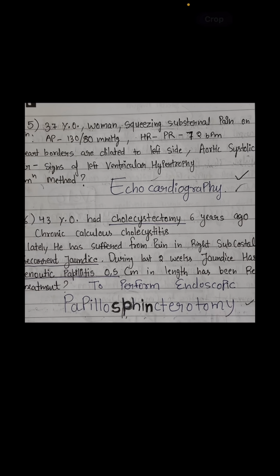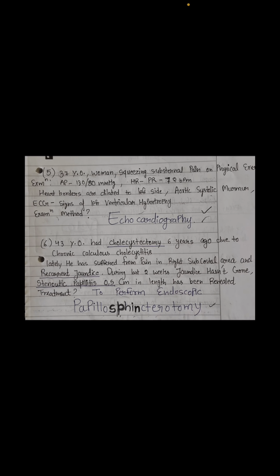Let's go next. So next is a 43-year-old patient who had cholecystectomy 6 years ago due to chronic calculous cholecystitis. He had some gallstones before, for which he had surgery. Lately he has been suffering from pain in the right subcostal area and recurrent jaundice. During the last 2 weeks, the jaundice hasn't gone, and the papillitis is 0.5 centimeter.